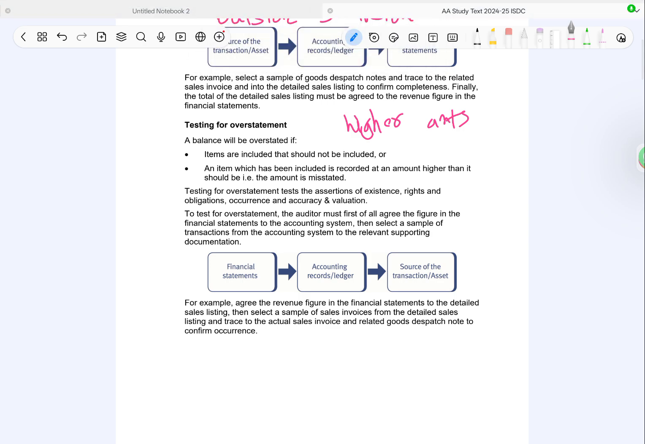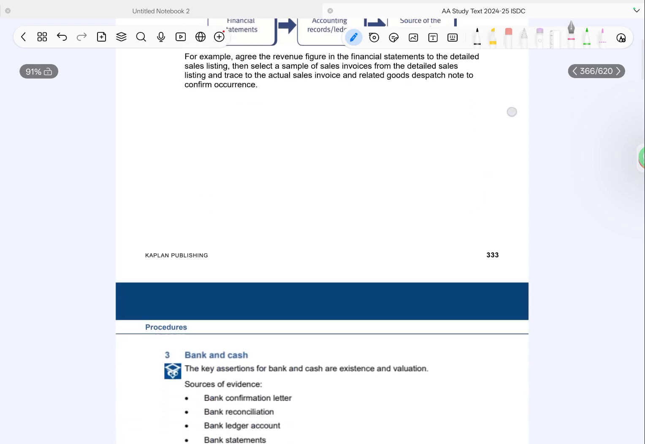Yeah, so the direction is reversed. The auditor starts from the financial statements, agrees the figure to the accounting records, and then selects a sample to trace back to the supporting documents. For example, agreeing revenue in the financial statements to the sales listing and then tracing selected invoices back to supporting evidence ensures that recorded transactions actually exist. This highlights an important exam point. The direction of testing depends on whether you are testing for understatement or overstatement.